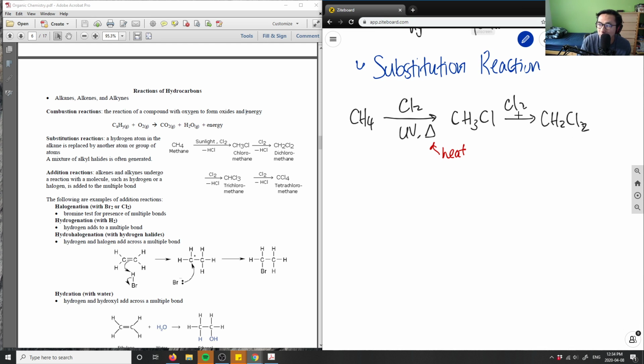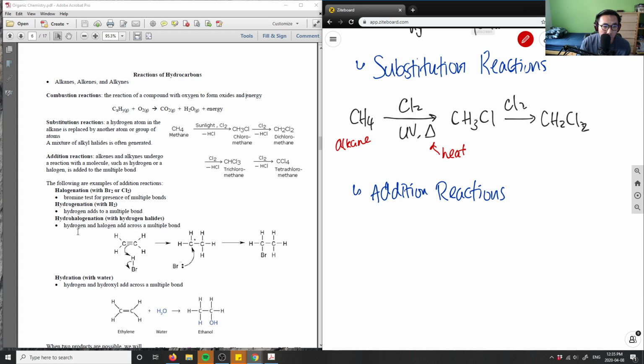And then I'm going to do an addition reaction. Addition reactions are different. So substitution reactions, this here was with an alkane, right? This here in red is alkane, and remember there's still alkenes and alkynes, right? So additions are more so alkenes and alkynes. They undergo a reaction with a molecule, and it's added to the multiple bonds.